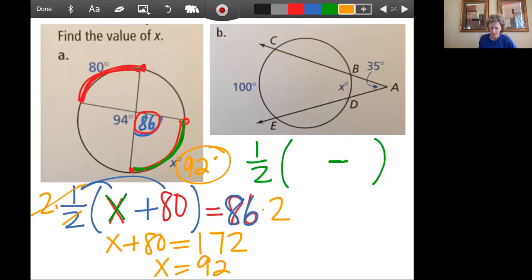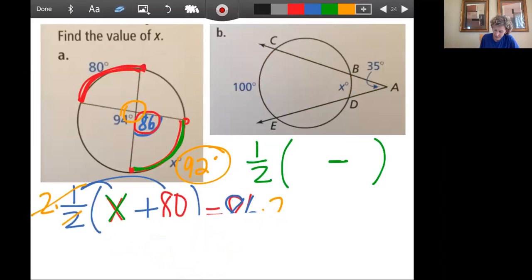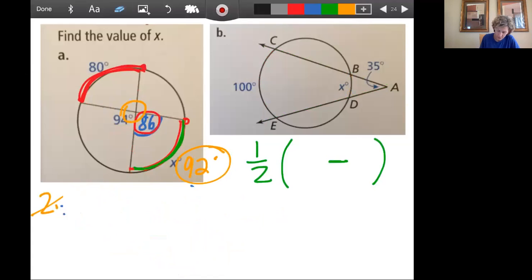Now, some of you may be thinking, wait a second, why isn't it 86? Be careful. That is not a central angle. Do you notice that this intersection does not take place at the center of the circle? That's why we have to use this formula when we're not at the center. All right, so that's 1/2 of the sum of the intercepted arcs. Okay, so let's erase that and look at this other one.